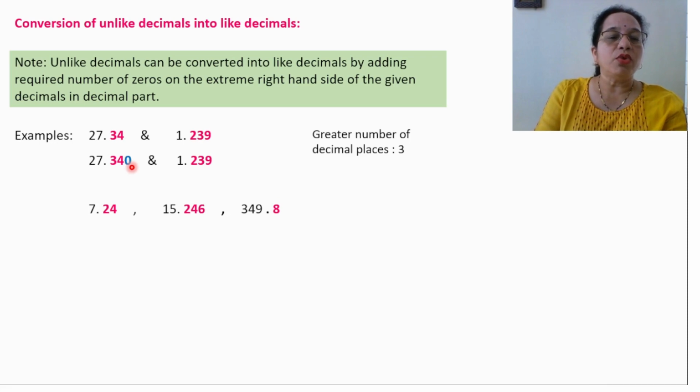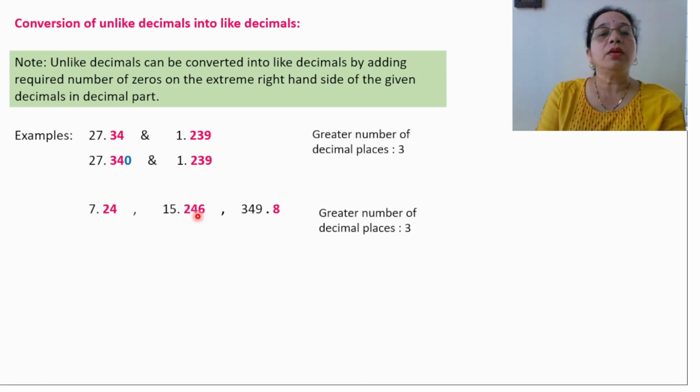Let us take one more example. 7.24, 2 decimal places, 15.246, 3 decimal places, and 349.8, 1 decimal place. So the greater number of decimal places is 3. Here you can see 3 places are there. So each decimal we will convert into 3 decimal places by adding zeros on the extreme right hand side. So here these are 2, so we will add only 1 zero.